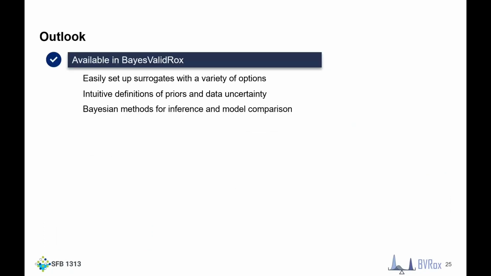So we have now looked at a lot of options that are available in BayesValidRox, and I would just like to briefly summarize them before we come to any conclusions to finalize this presentation. Firstly, in BayesValidRox, you have easily set up surrogates with a variety of options that include intuitive definitions of the prior and the uncertainty of your data. And of course, there are Bayesian methods for inference and for model comparison.